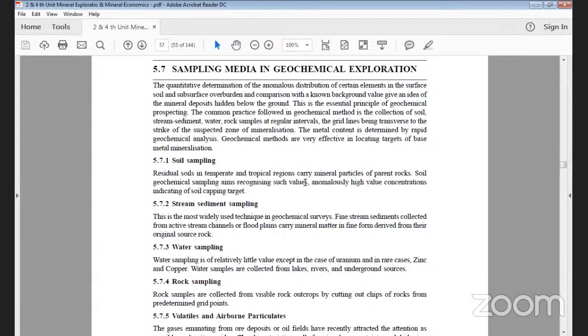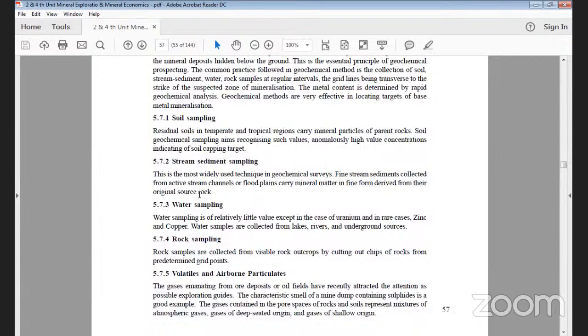The common practice followed in geochemical methods is collection of soil, stream sediment, water, and rock samples at regular intervals. The grid lines are laid transverse to the strike of the suspected zone of mineralization. For that purpose, we collect samples from the soils. The residual soils play a very important role, carrying different mineral particles from the parent rock. Soil geochemical sampling aims to recognize anomalous, high value concentrations, indicating target areas.